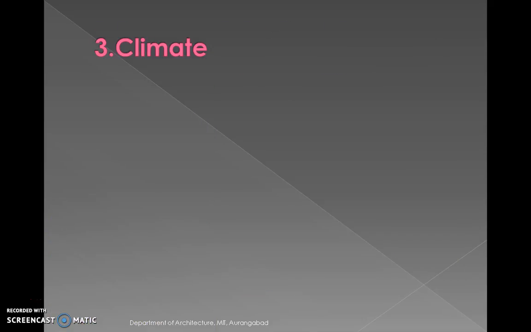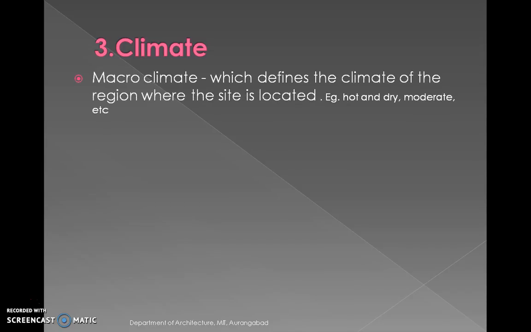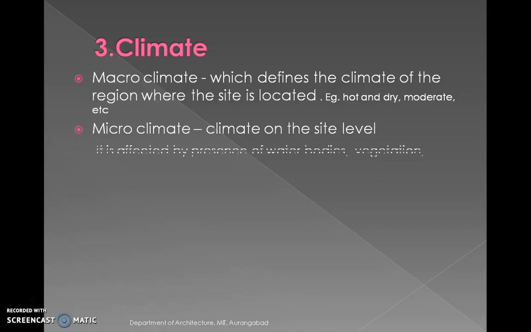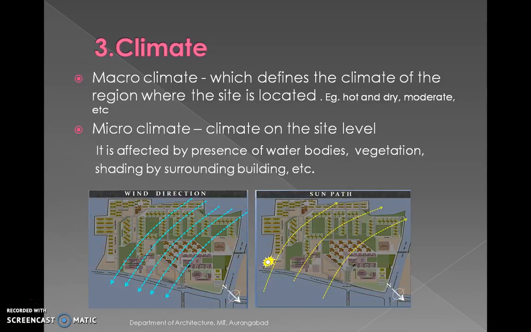The third parameter that you need to study is the climate. The macroclimate, which defines the climate of the region where the site is located. It could be hot and dry, moderate, cold and cloudy, etc. And the microclimate, which is the climate on the site level. This microclimate is affected by the presence of water bodies, vegetation, shading by surrounding buildings, etc. Also, the wind direction on the site and the sun path.